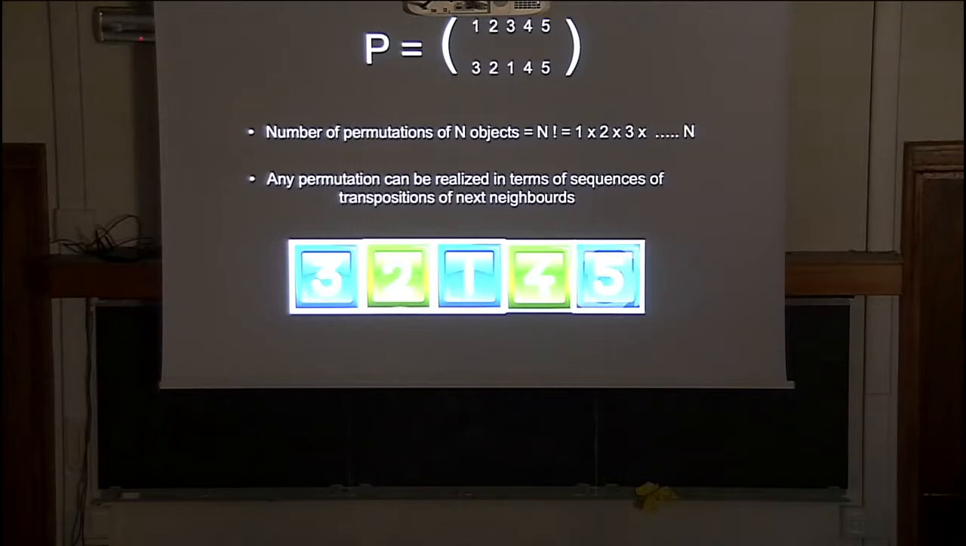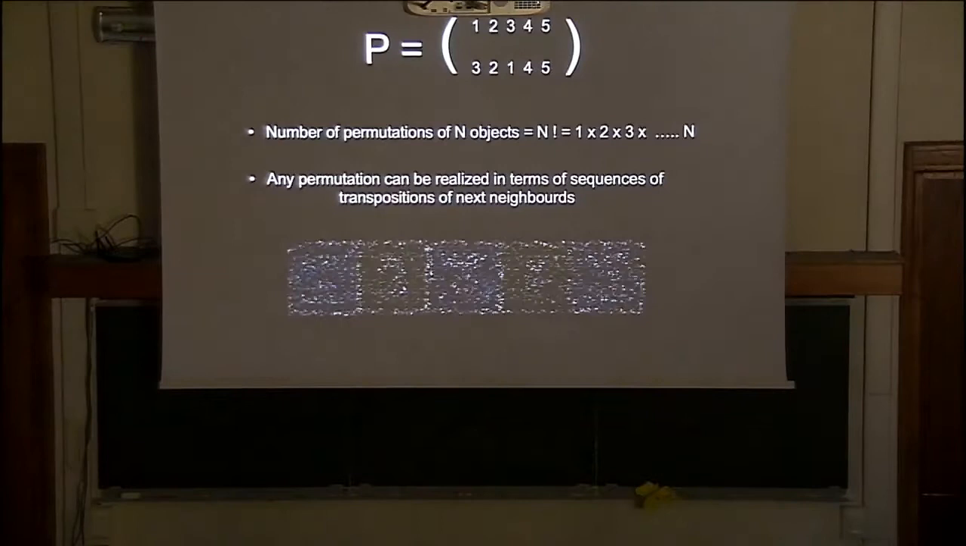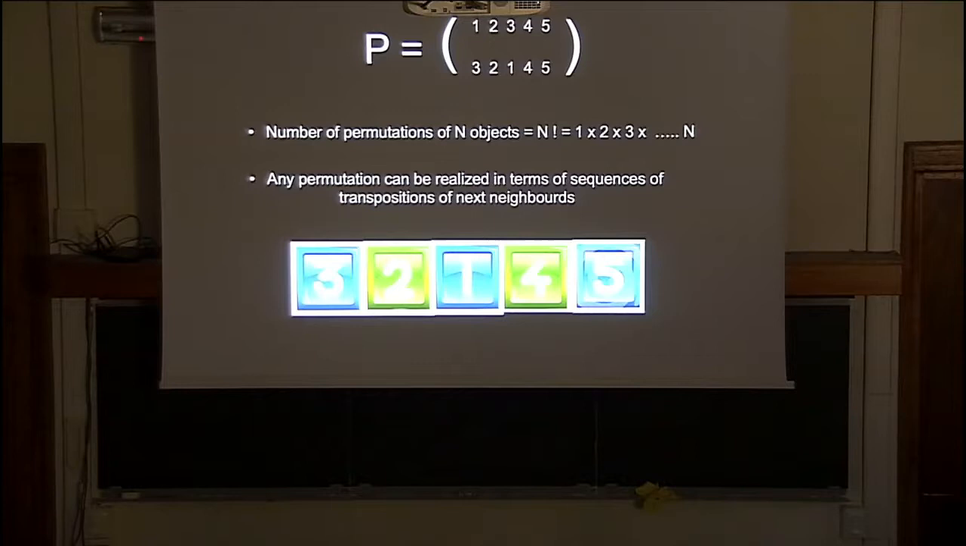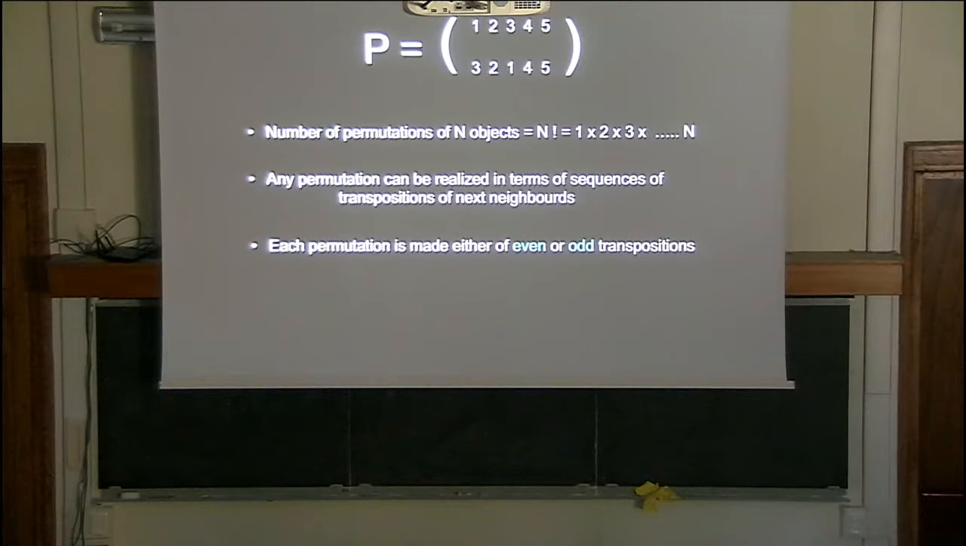So this is important. Look, for instance, at this one. I want to realize this permutation starting from 1, 2, 3, 4, 5. So you start from this, then you permute the first two, permute the last two, and the first two once again. So any permutation can be realized in a sequence of transpositions. But this has a consequence, because each permutation is made of either an even or an odd number of transpositions. So you can associate a parity to the permutation, whether it is even or odd.